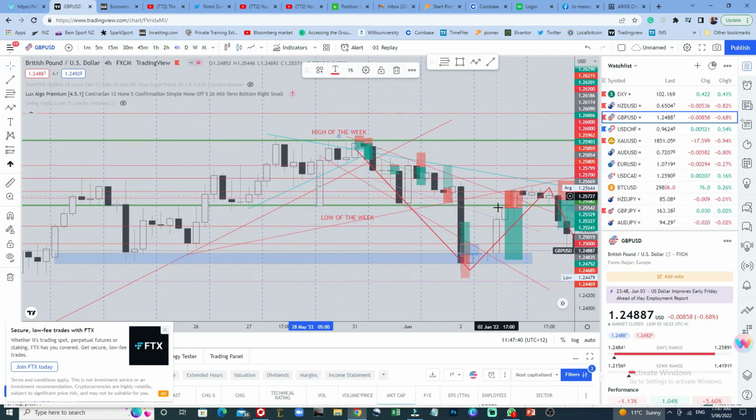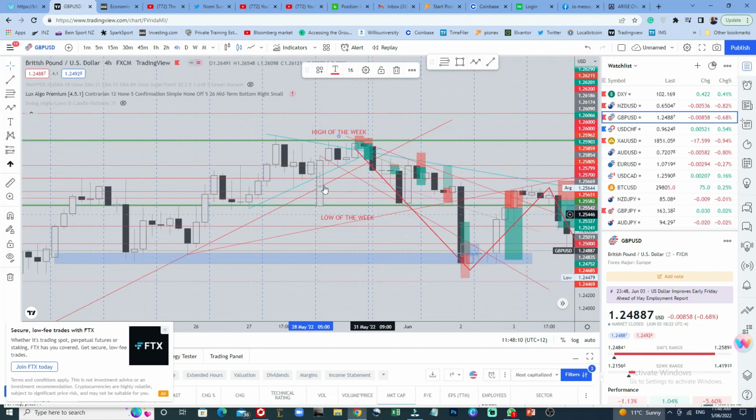Now the next thing is to identify the bias of the week. GBP USD actually took time for me to identify what the bias of the week was. So this is Monday, Tuesday, Wednesday. It was on Wednesday evening, towards the later part of the day, that it gave me the directional bias of the week.